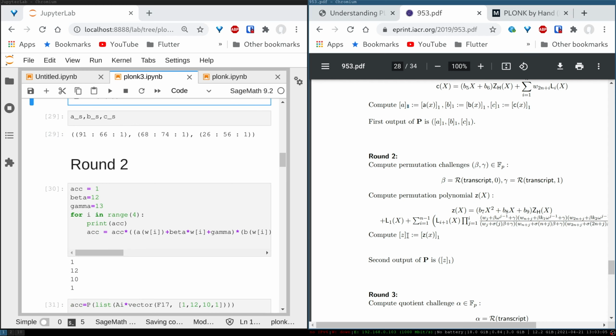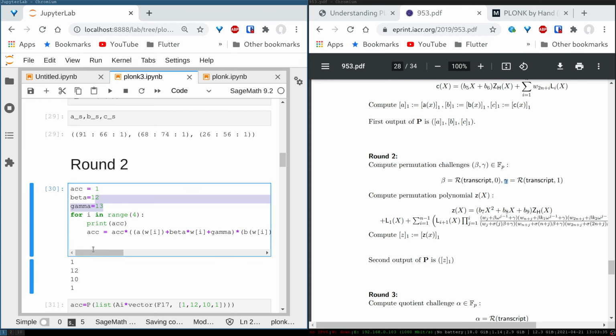Then round 2 is the permutation challenge. Normally, beta and gamma are decided by hashing the transcript, so that the prover has to commit to a particular value and cannot choose a suitable value for himself. So instead, to simplify that, I chose a random beta and gamma, 12 and 13. And then did the calculation based on these values, but any value should work here.